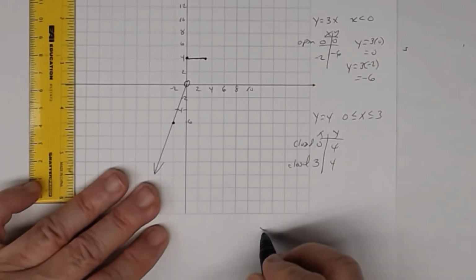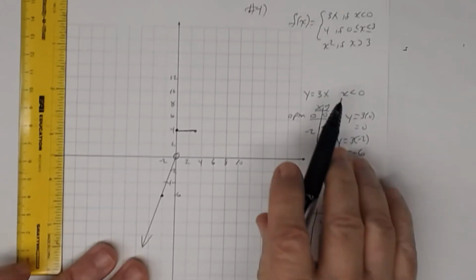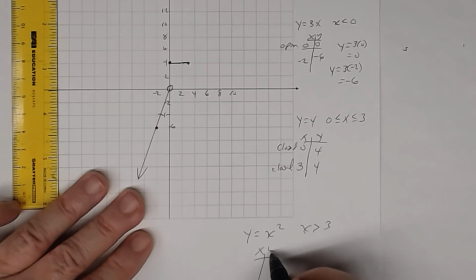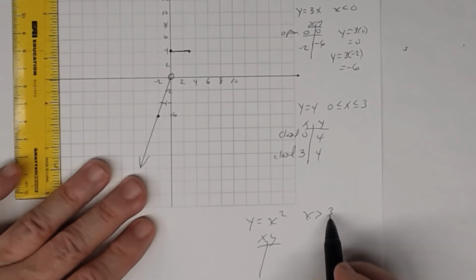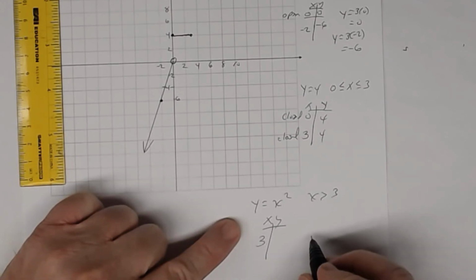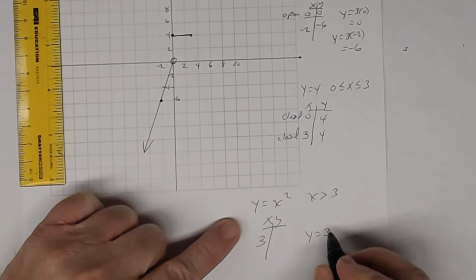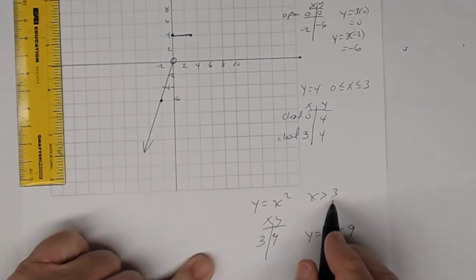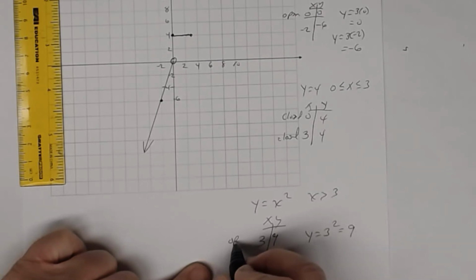All right, so the next one is y equal x squared, and then this time x is greater than 3. Okay, so even though you don't see an equal sign, you must use that number. So when x is 3, I get y equal 3 squared. Well, what is y equal 3 squared? Y equal 3 squared is 9. But that's an open circle, right? So you can put the word open here.